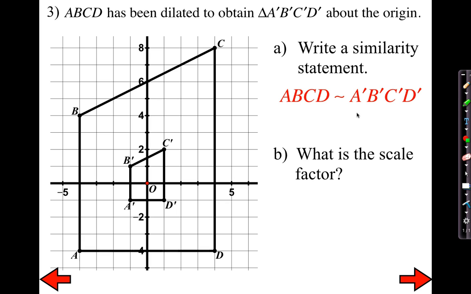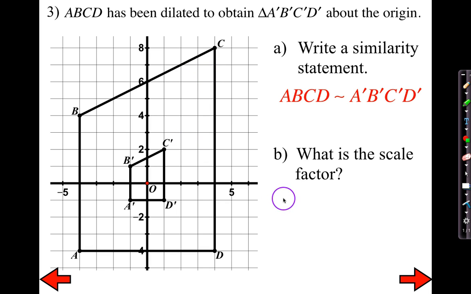Well, in order to find the scale factor, all you really need to do is compare two corresponding line segments. It's a good idea to first start with: did the shape increase or did it decrease? Well, if it went from A, B, C, D to A prime, B prime, C prime, D prime, I'm going to definitely say the scale factor should be less than 1. If it's greater than 1, that would be very misleading because the shape was reduced.